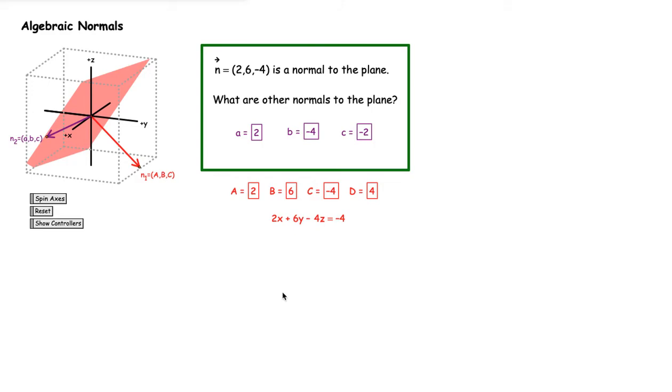All right, suppose my normal to my plane is 2, 6, negative 4. What are other different normals to the plane?